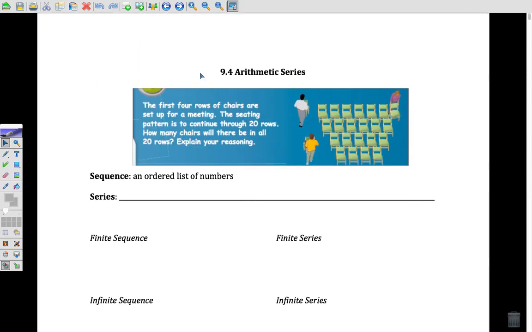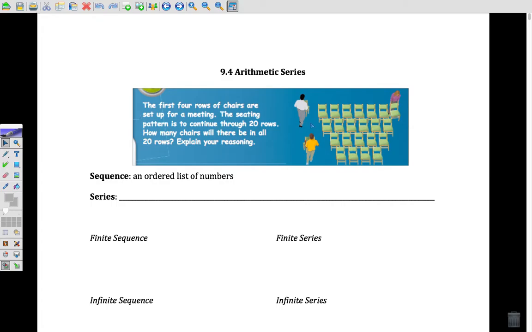So today we are talking about arithmetic series, and as you may guess, this is related to arithmetic sequences. But there's a distinct difference between a series and a sequence, so we want to look at this first example to kind of differentiate between the two.